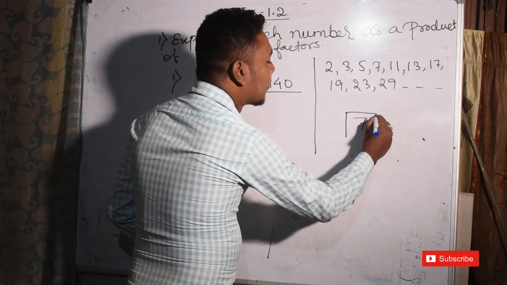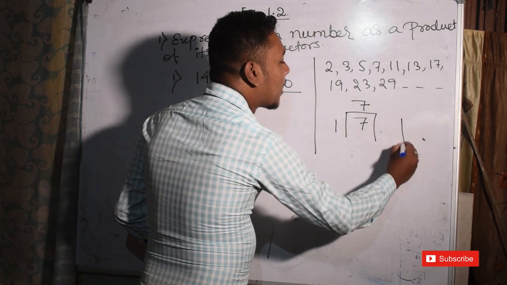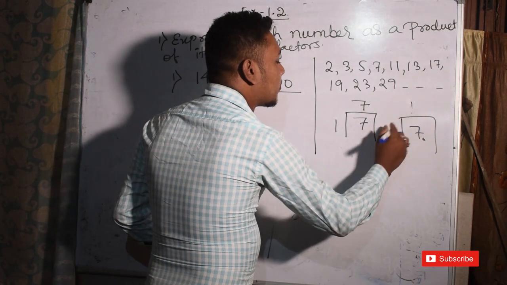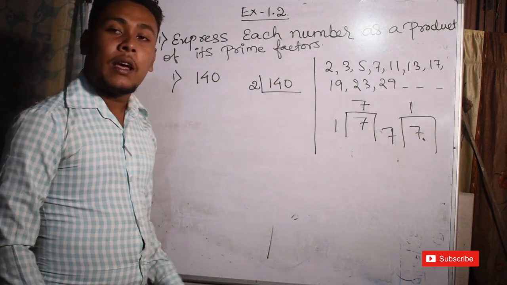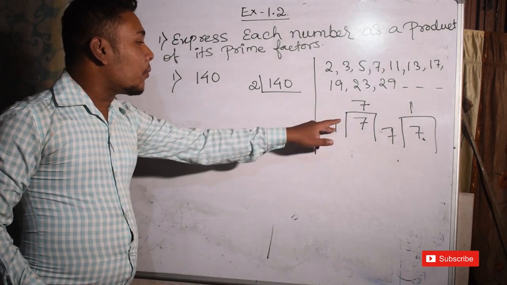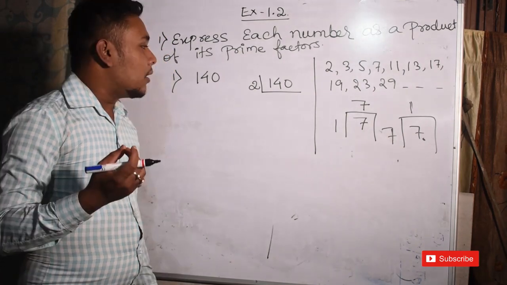If I see 7 divided by 1, it becomes 7. Or 7 divided by 7, it becomes 1. Only these two numbers divide it. We can say that 1 and 7 are the only numbers by which it can be divided.